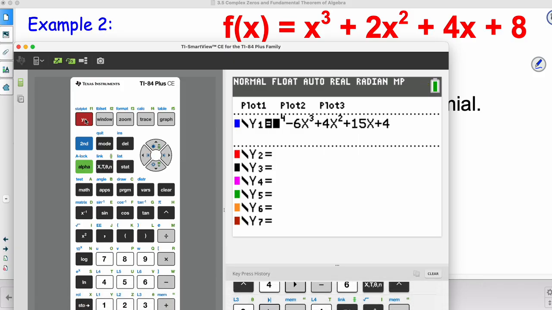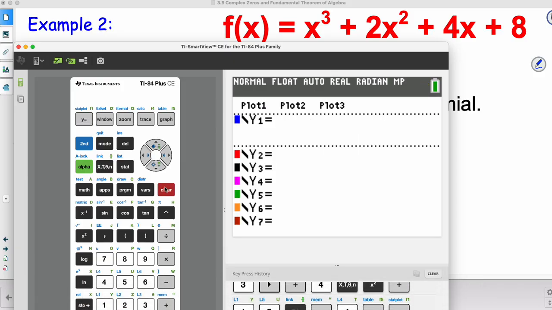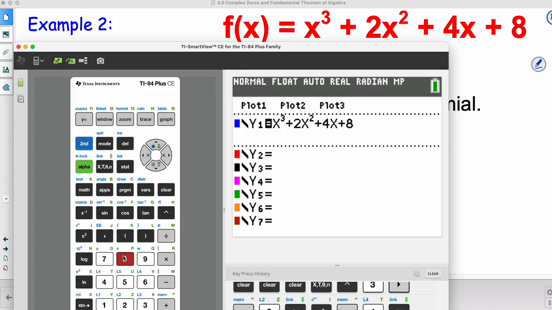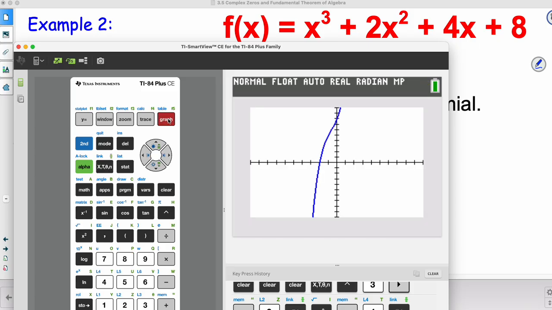Again, where do you go? You go to y equals. I'm going to clear this out right now, but just type it in. I have x raised to the 3rd power, plus 2x squared plus 4x plus 8. Hit graph. Whoa, this is what my picture gets. Is that what your picture looks like?